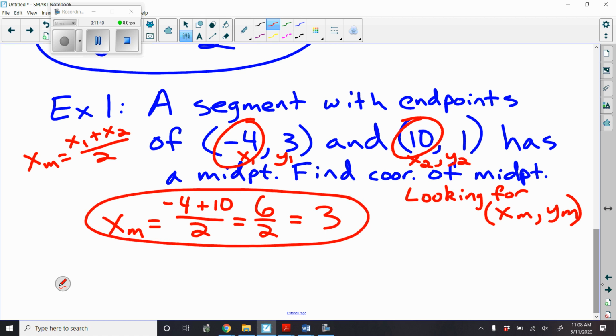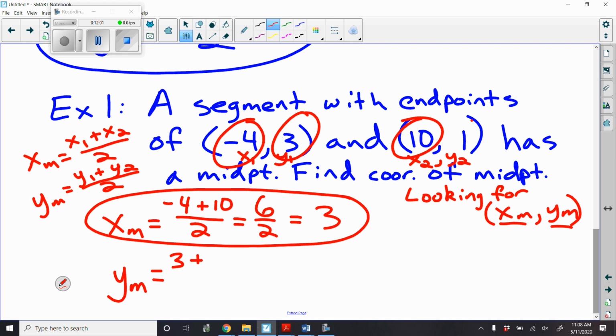I'm not done because I need to find x sub m and y sub m. So I know y midpoint equals the sum of the endpoints divided by 2. I'm going to say y sub m equals 3 plus 1 over 2. 3 plus 1 is 4. 4 divided by 2 is 2.